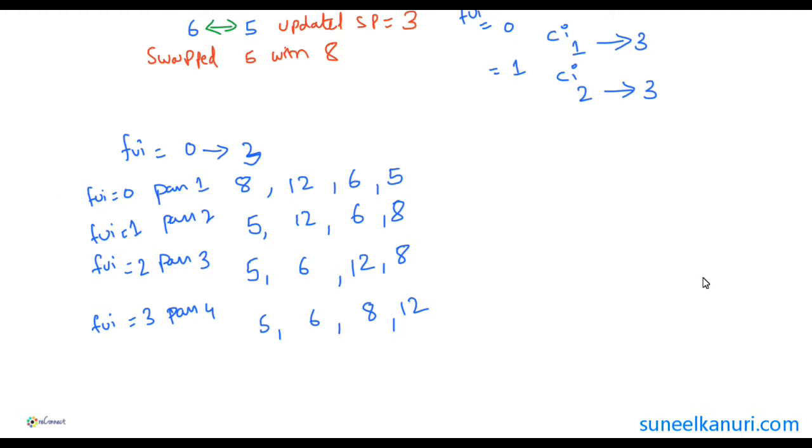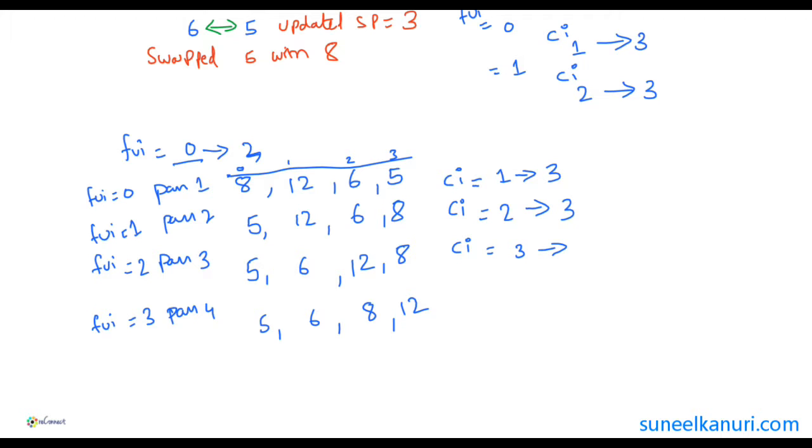Sorry, let me write this down. FUI goes from 0 to 3, and for each value of FUI, our CI goes through a range. Let's write down the positions here so that it's easier: 0, 1, 2, 3. We would see CI go from 1 to 3, then CI go from 2 to 3, and then CI go from 3 to 3, and in this case FUI is 3, and there's nothing else that needs to be done.